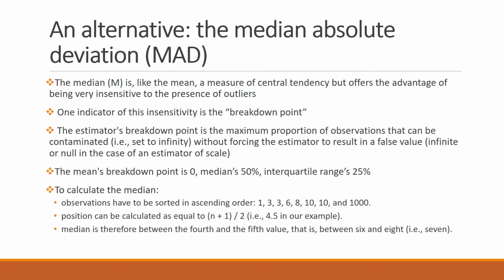Hence, the mean's breakdown point is 0%. For the mean to corrupt, we cannot have even one value that's set to infinity. The mean will corrupt even if one value is set to infinity. By contrast, the median value remains unchanged. The median becomes absurd only when more than 50% of the observations are infinite. You have to replace more than 50% of observations to make the median absurd, that is infinite or null in some cases. With a breakdown point of 0.5, that is the proportion will be 50%.